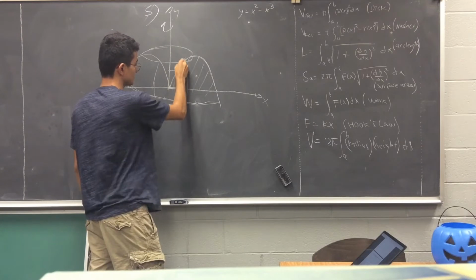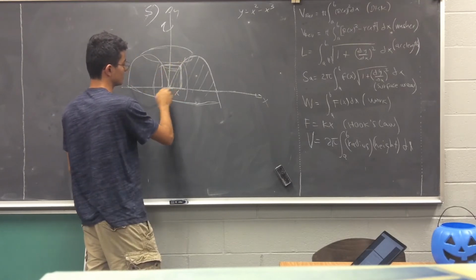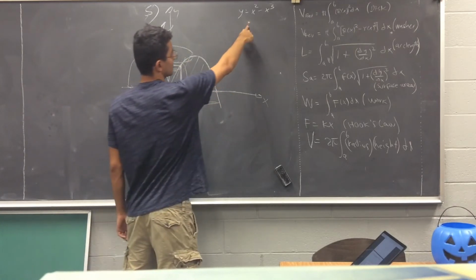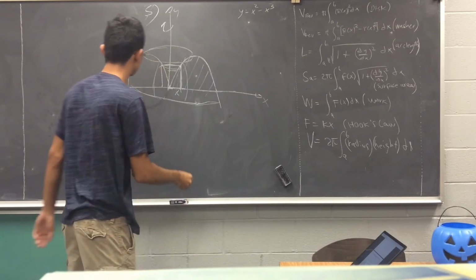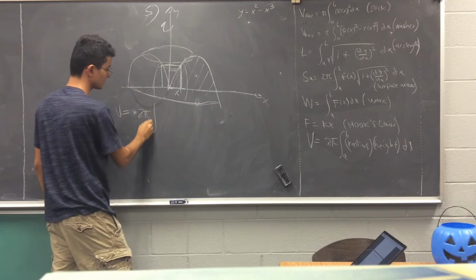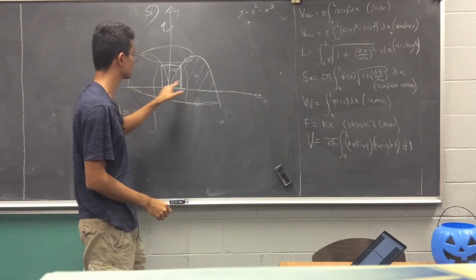So let's assume this is one shell. Okay, so this is one shell. The radius is x. The height is just the function itself, so it's x squared minus x cubed. So let's find the volume of the solid. That's going to be 2 pi times the integral from a to b. Now in this case it's in terms of x, right? So it's from here to here.